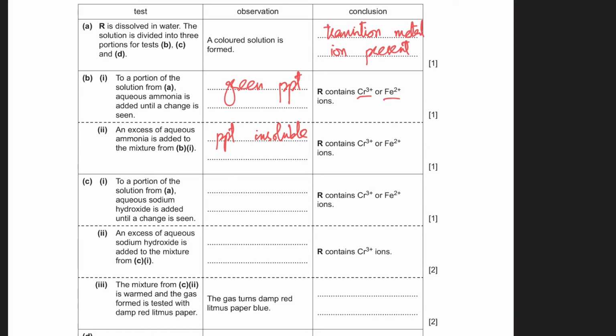Then they're adding aqueous sodium hydroxide. So again, that gives us the green precipitate. And we know that in sodium hydroxide, chromium 3 dissolves, but iron 2 does not. So because of that, we can say that precipitate dissolves. Now, don't say that chromium 3 precipitate dissolves, because we don't know the formula of chromium 3 hydroxide at the moment. And we are not sure before we see the precipitate dissolving whether it dissolves or not. Okay, so precipitate dissolves is what our observation is going to be.